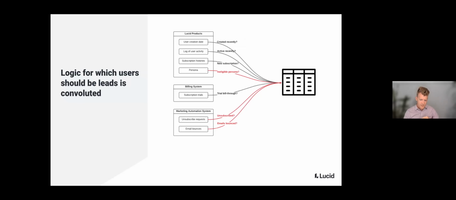Unfortunately, the logic for which users ought to be leads is actually rather convoluted. This is really just a very brief overview of what that might be. But basically, there's a dozen or a couple dozen different fields that come from different source systems that all participate in determining whether or not a user in our product ought to be a lead in our marketing automation system. Stuff like, when did they just get a subscription? What's their persona? Have we tried to email them, but their email bounced?